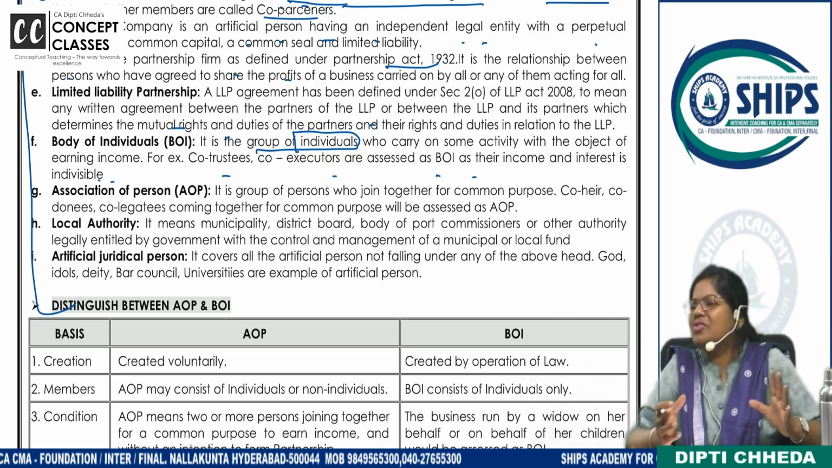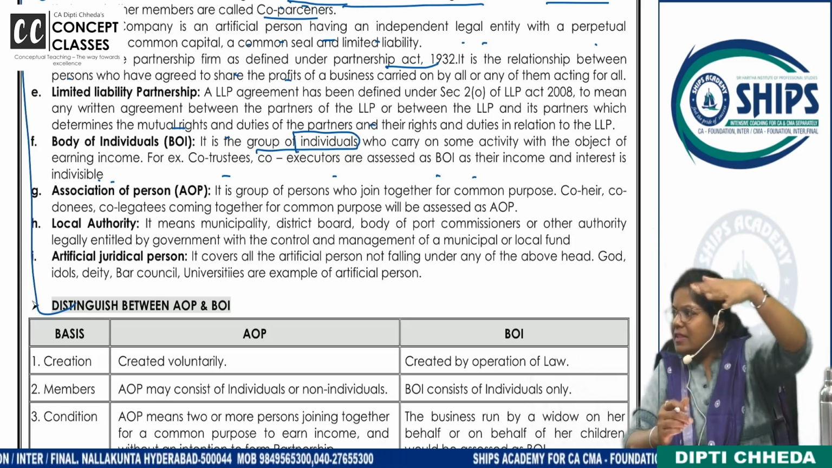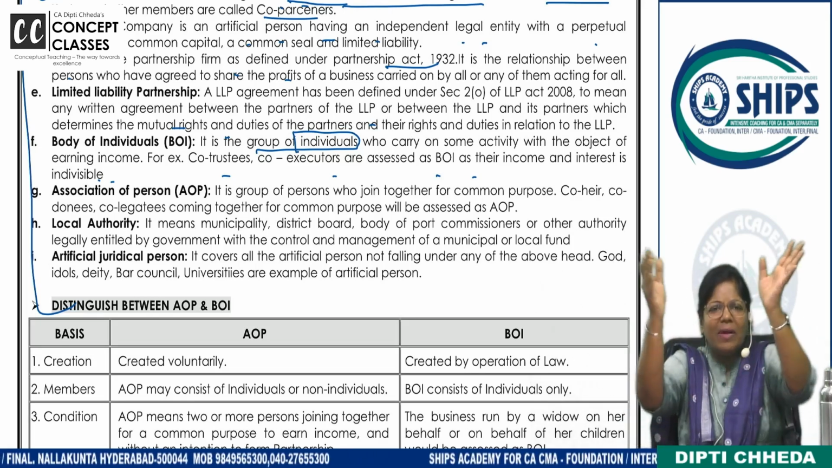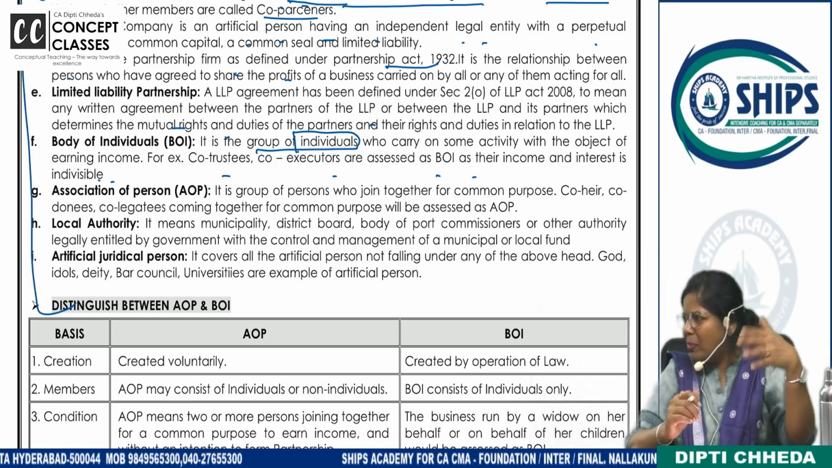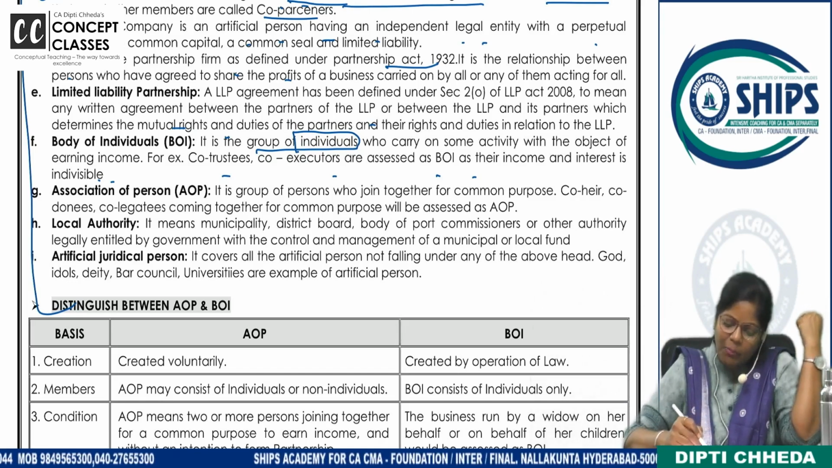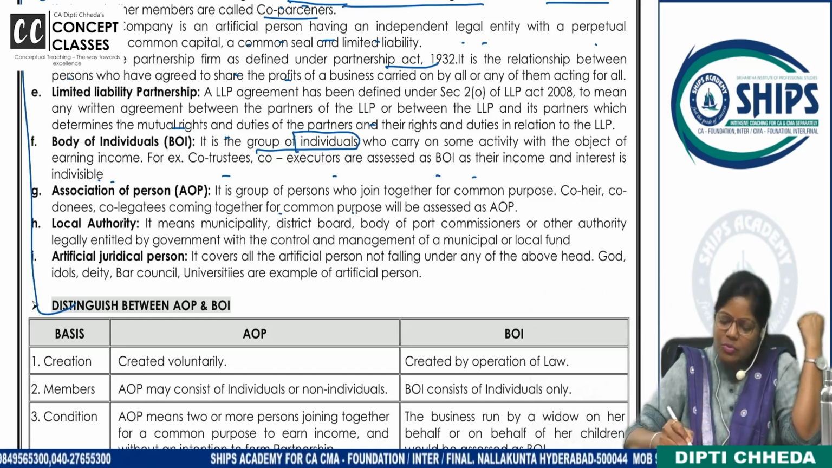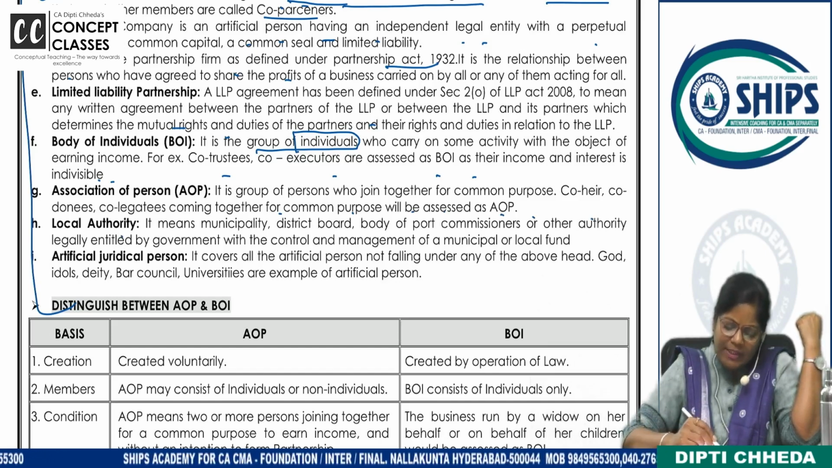See, when some ancestral property is there between our 3-4 grandfathers, and their children and all, you know, it's like a family tree. So that property income goes on in the form of the private trust. Followed? Next, AOP. It is a group of persons who join together for a common purpose. Co-heirs, co-donees, co-legatees all will come.